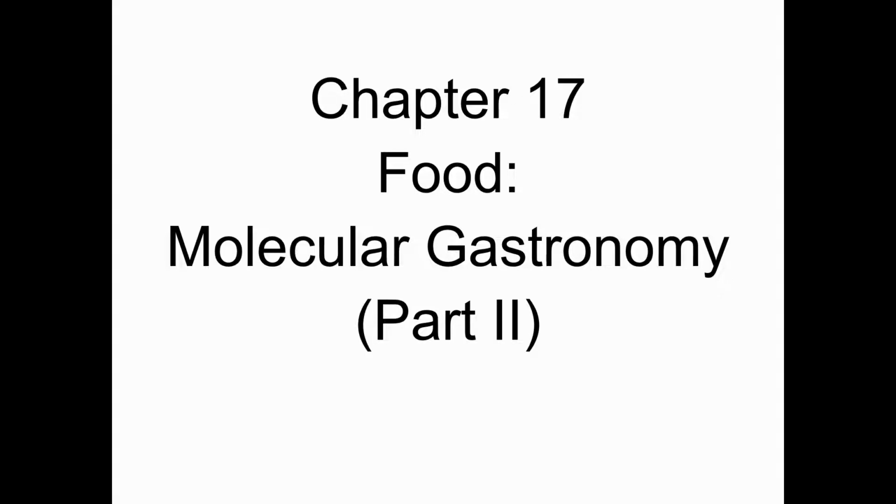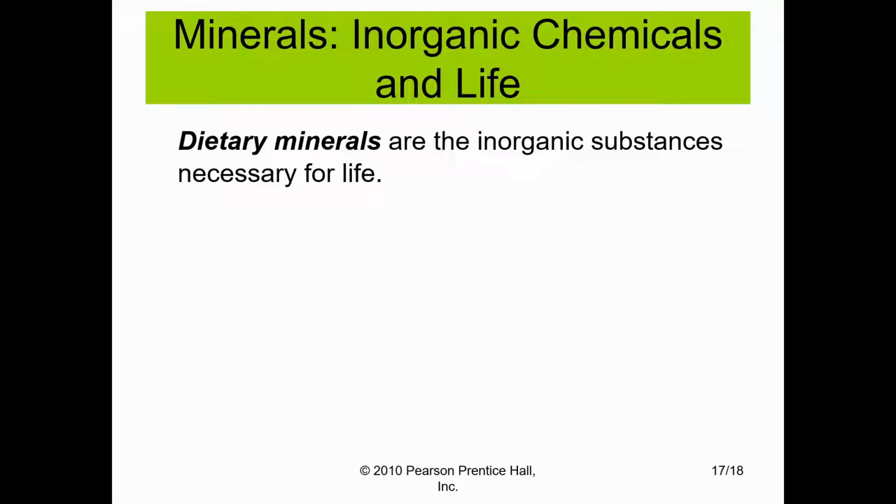Welcome. In part 1 of chapter 17, we discussed carbohydrates, fats, and proteins. During part 2, we will talk about minerals, vitamins, and the rest of the essential molecules for nutrition. That concludes the three major types of food groups: carbohydrates, proteins, and fats.